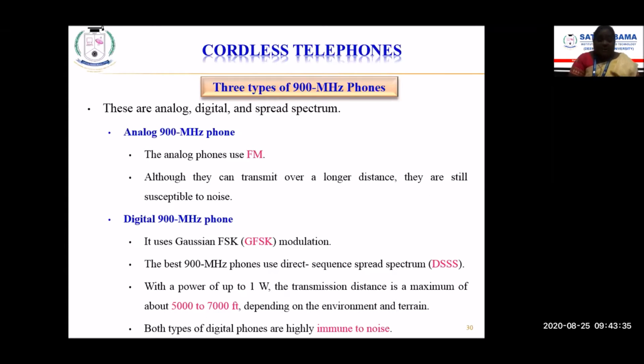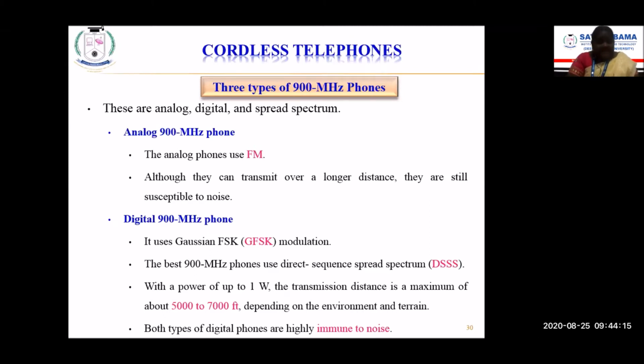Coming to the contrary part, the digital 900 megahertz phone uses Gaussian FSK. So it uses one of the digital modulation techniques. This you will be learning in digital communication in the coming semester. That is FSK, frequency shift keying. It is something similar to FM, but you will be doing it for digital signals. It is again a modulation technique, and to be more specific, we will be performing Gaussian FSK. We are not going to learn it in detail, just have the information that the digital 900 megahertz phone will be transmitting the data based on the Gaussian FSK modulation technique.